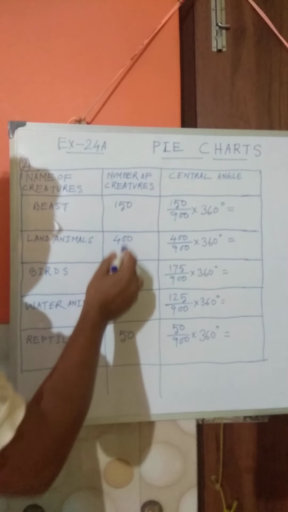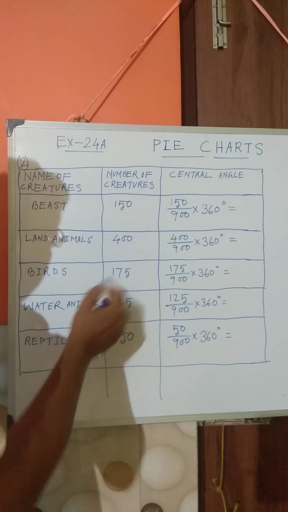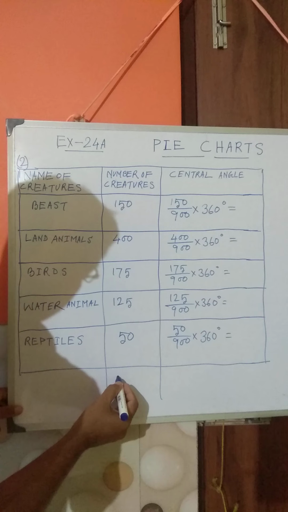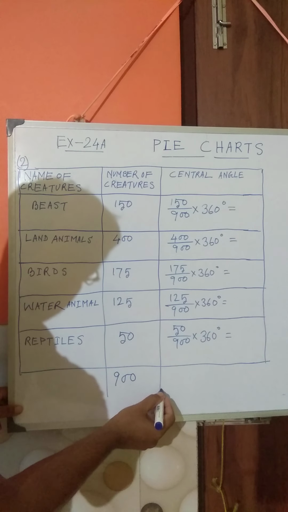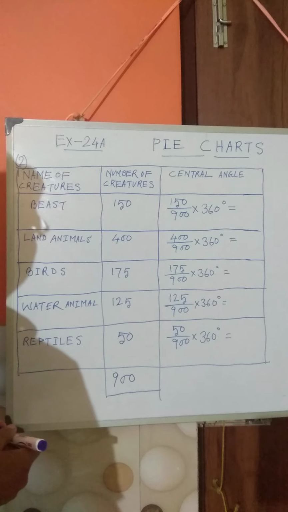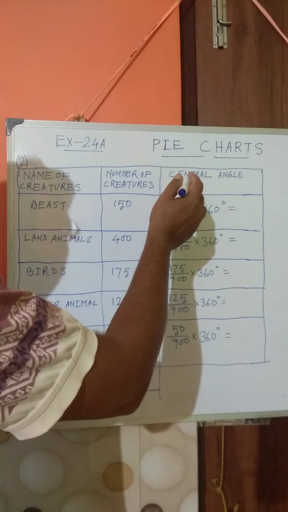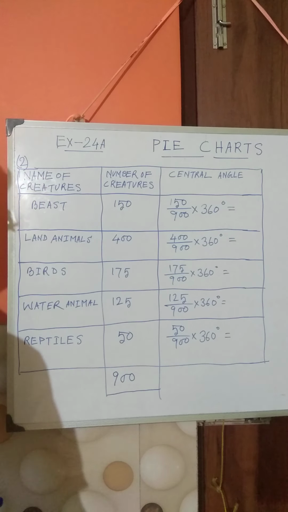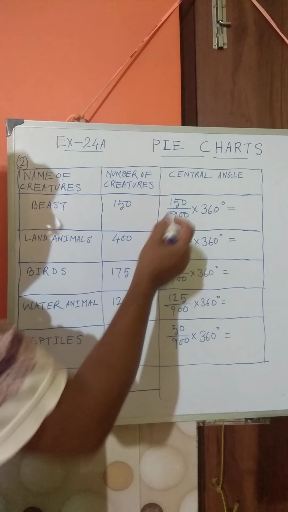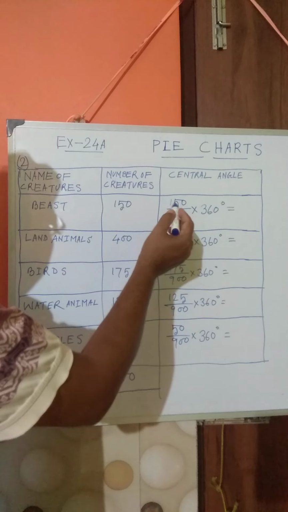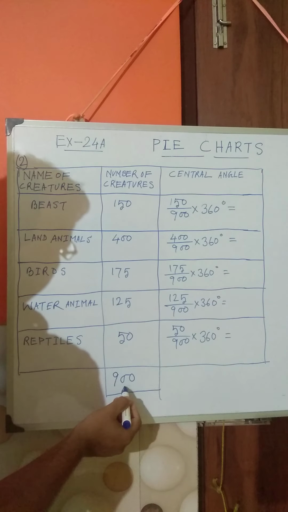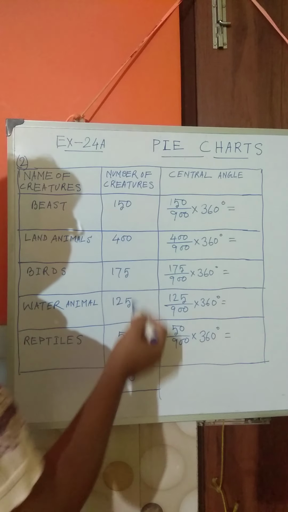Now the number of creatures are 150, 400, 175, 125 and 50, and the total sum of all the creatures is 900. Now find the central angle, which is in the third column. How to find the central angle? The process is individual by total into 360 degree. Individual means this 150 by total 900. So 150 by 900 into 360 degree.